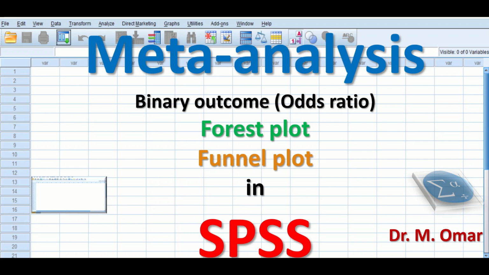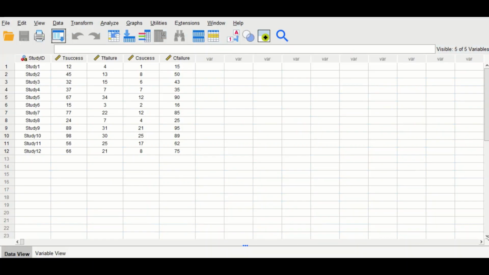The meta-analysis also will generate a funnel plot. A funnel plot is a graph that will display the effect size for each individual study plotted against the standard error or sample size. So the funnel plot graph will assess publication bias.